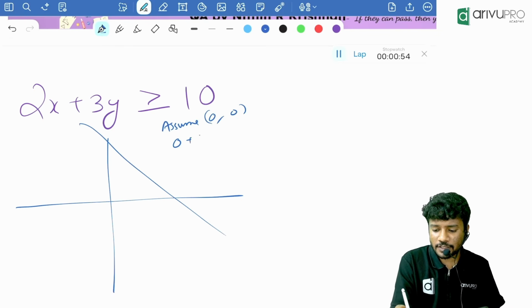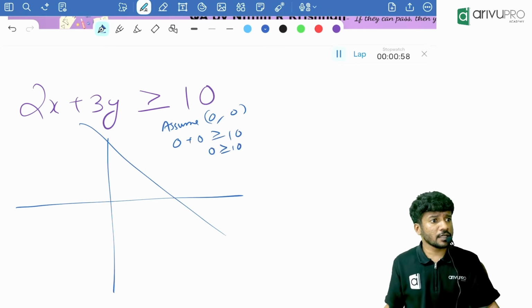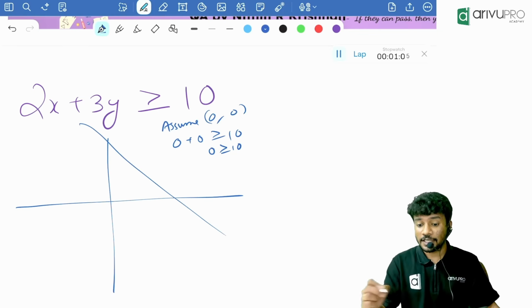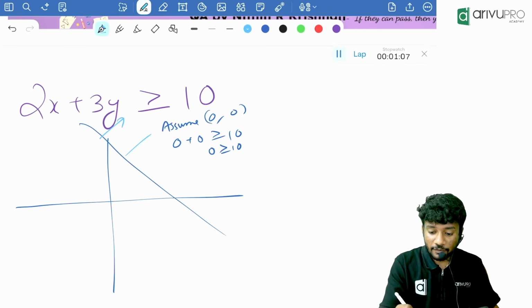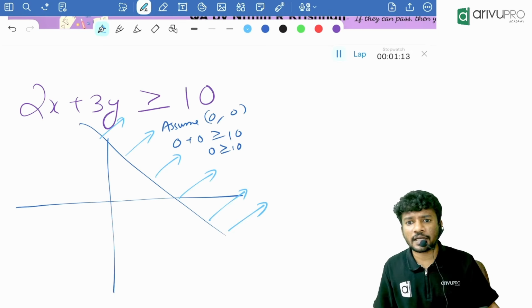That means 0 plus 0 is greater than or equal to 10. 0 is greater than or equal to 10. People, is 0 greater than or equal to 10? No, 0 is not greater than or equal to 10. That means our assumption is wrong. The graph will be going away from the origin. Okay, done. Direct answers. Very easily you are getting the answer.